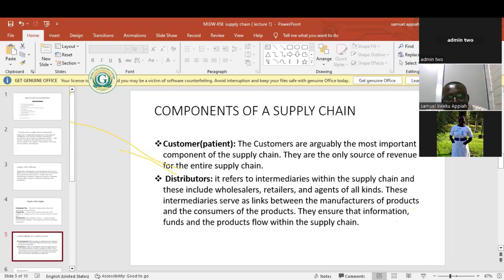These words are used because lawyers deal with clients, clinicians deal with patients, and when it comes to other businesses, they deal with customers. So the customer is the most important component of the supply chain, because all the activities that occur within the chain are done because of the customer. And the customer is the one who bears the total cost. The supplier's cost, the distributor's cost, the manufacturer's cost are all paid by the patient.